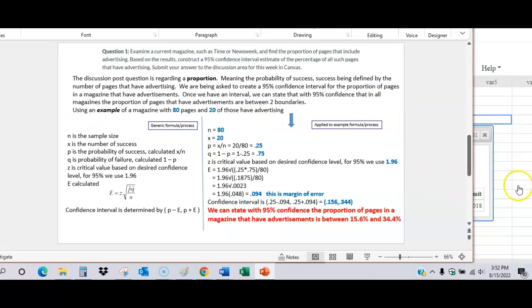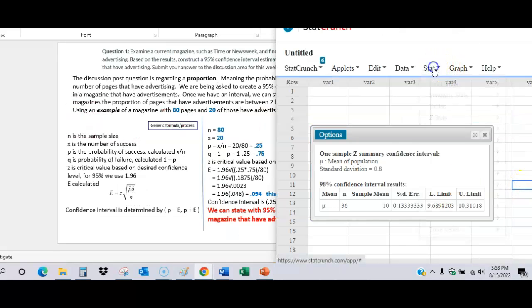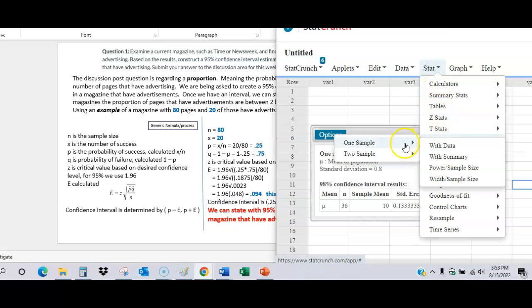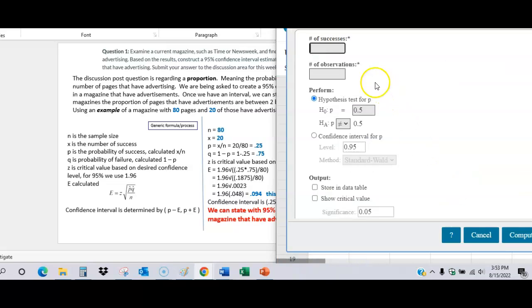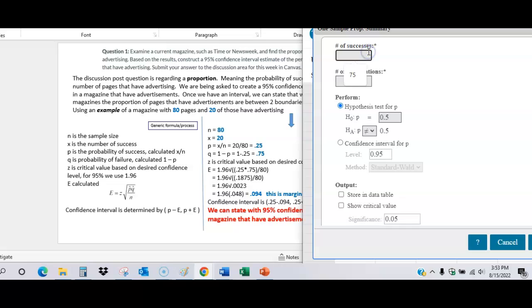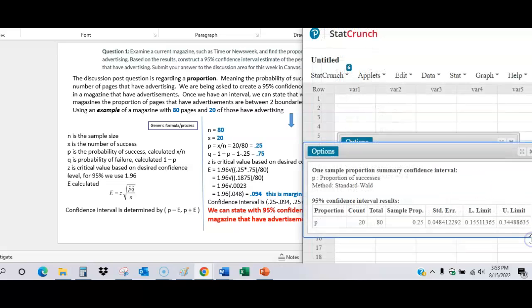And now let's do it for the proportion. Stat and proportion stats. One sample with summary, and we have number of successes is 20. That's our X value. Okay, so that was a 20. And number of observations, that's N. That's our sample size, which is 80. And we have a confidence interval at 95%. And I'm going to click the compute button.